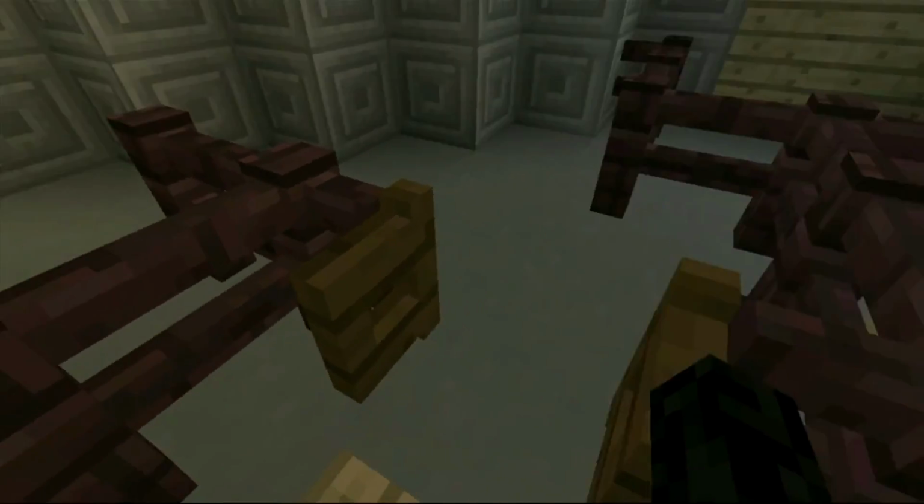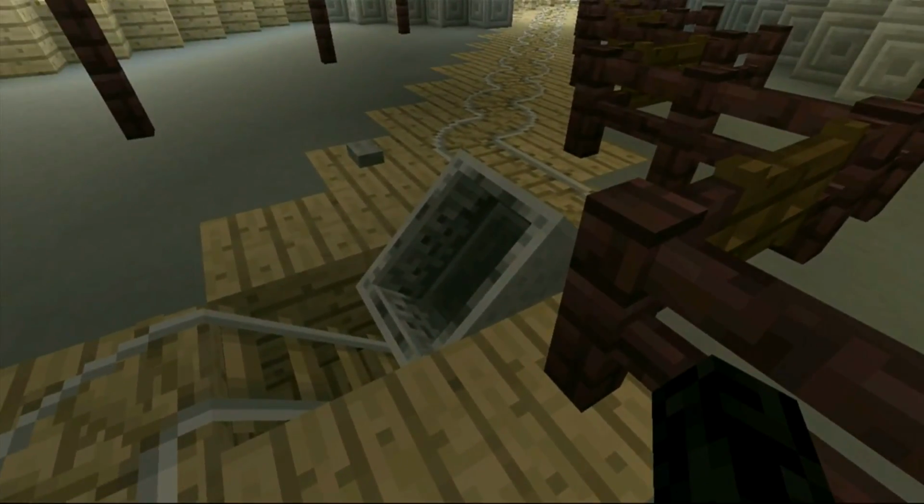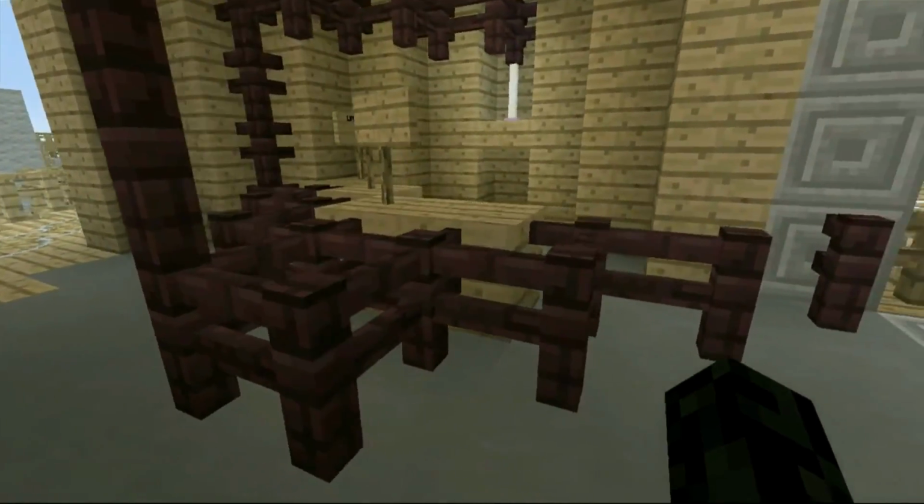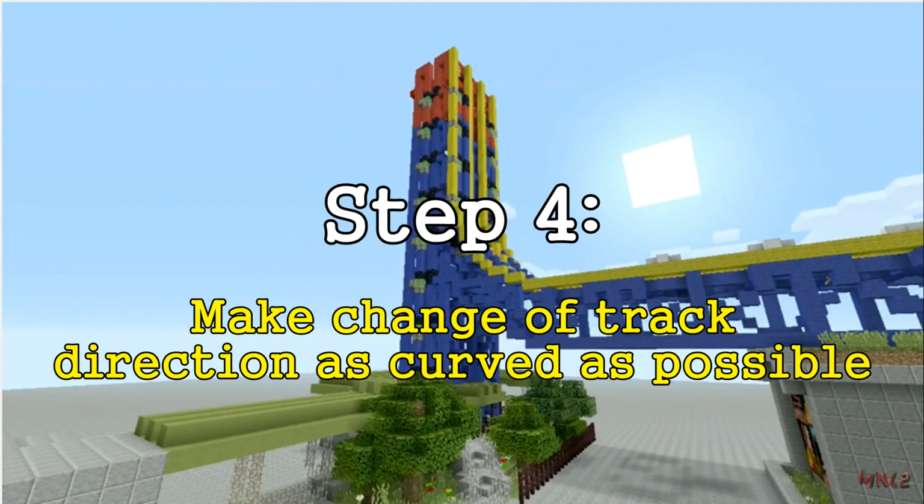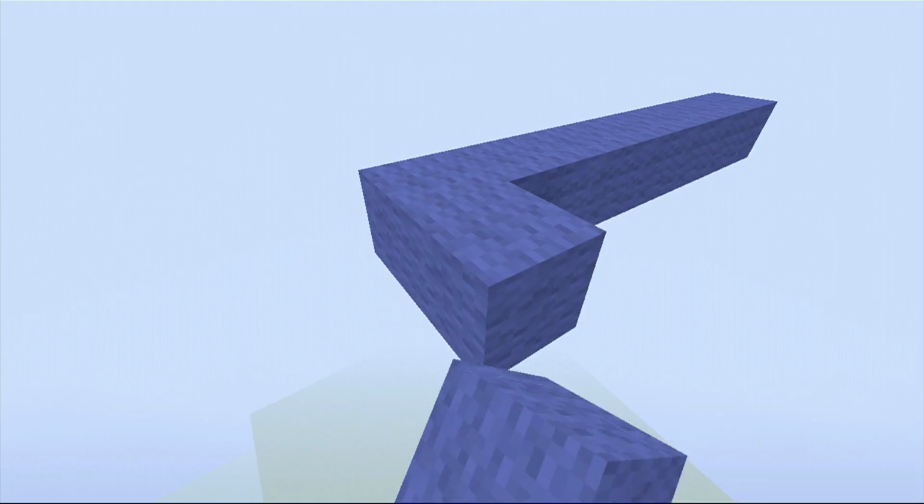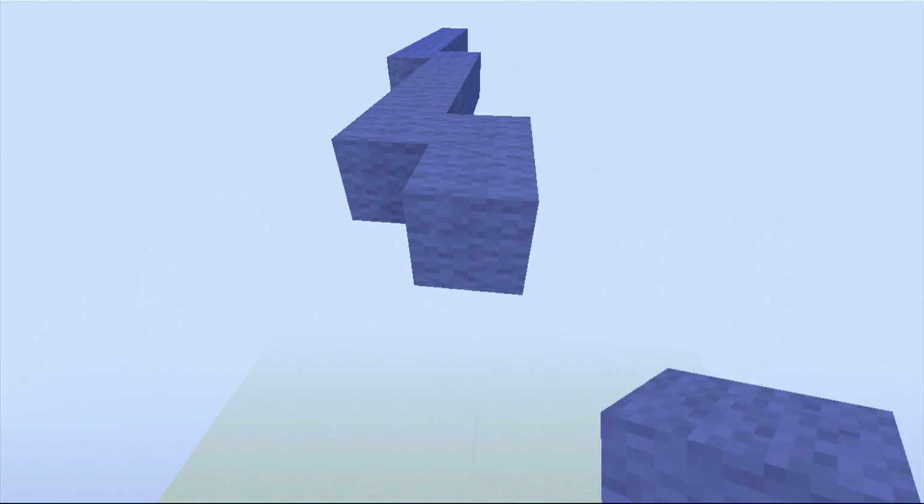After you build the station, you should then start building the ride, keeping queue interactions in mind, but making sure your coaster still looks realistic. Step 4. Make change of track direction as curved as possible. When making turns, drops, airtime hills, etc., try to make the track as curved as possible.